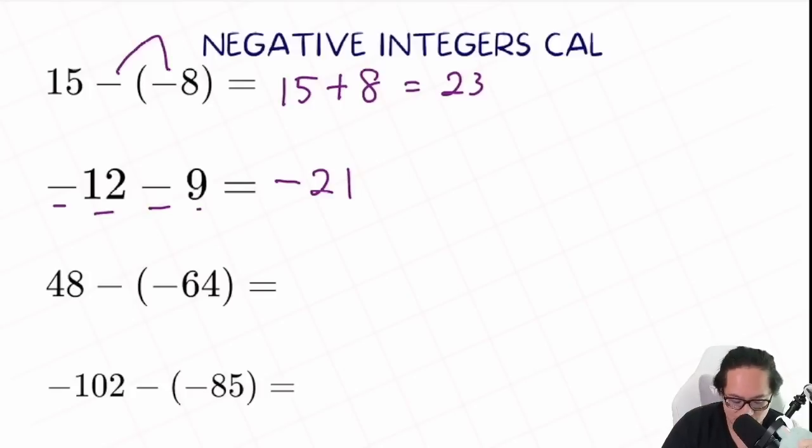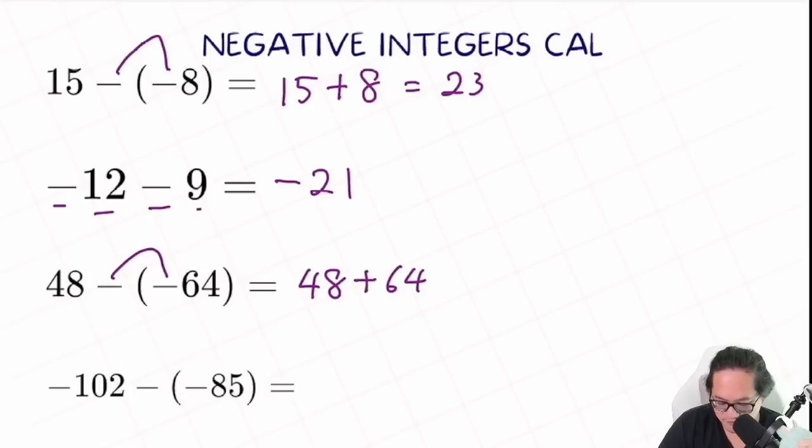Let's try the other one. 48 minus minus 64. What does that mean? 48 minus minus, again, right? They both packed together equal to plus 64. What is that equal to? 112.